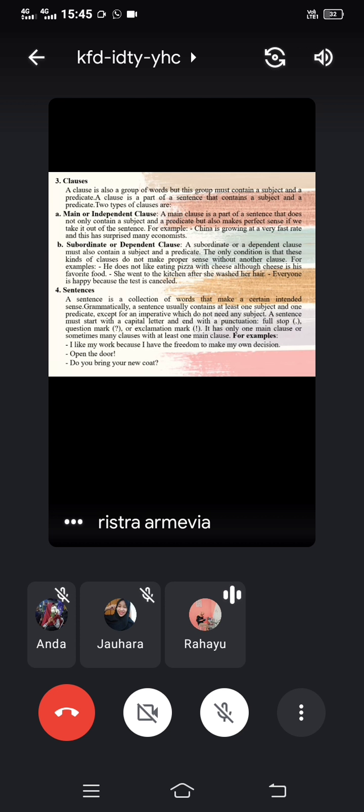B. Subordinate or dependent clause. A subordinate or dependent clause must also contain a subject and a predicate. The only condition is that these kinds of clause do not make proper sense without another clause. For example, he does not like eating pizza with cheese, although cheese is his favorite food. She went to the kitchen after she washed her hair. Everyone is happy because the dish is cancelled.